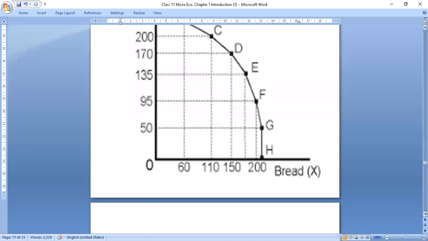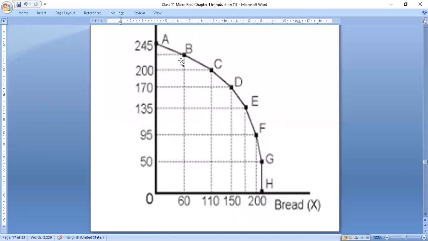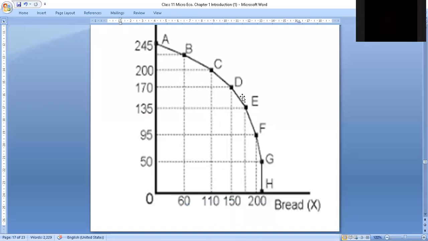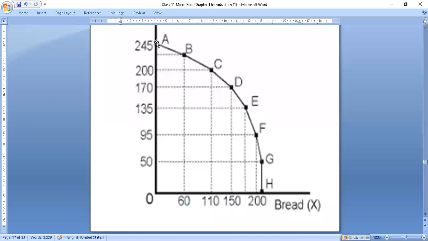Then after marking all the points, we have to join these points. Starting from the point on the y-axis, we have to join the points, and when you join them, you will get a shape like this. Starting from point A, you have to join all the points B, C, D, E, F, G and H. Don't use a scale. You have to join these points without a scale so that you can get this curve.